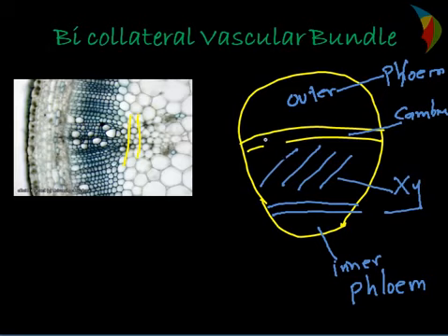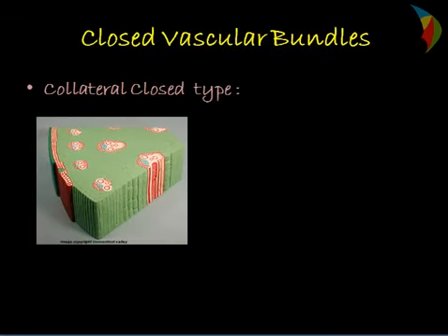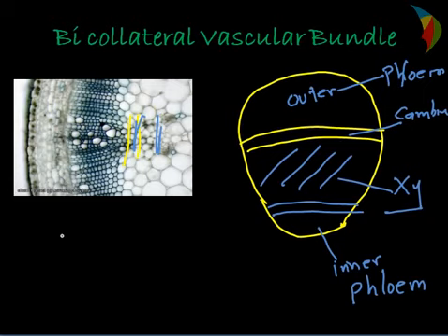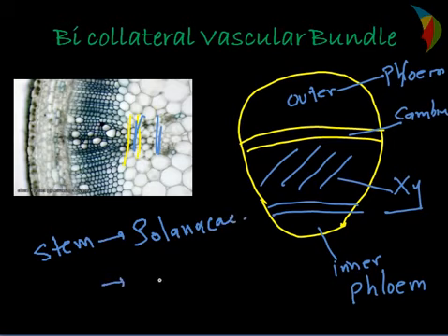So this is the bicollateral vascular bundle, and in the picture also you can see there are two cambium layers, and in between there is the xylem part. So the outer and inner phloem both form the bicollateral vascular bundle. And the typical example of this bicollateral is a stem of family Solanaceae, or in case of Cucurbitaceae also.